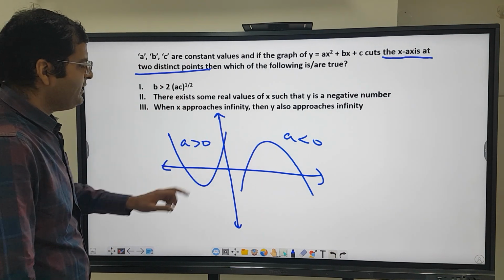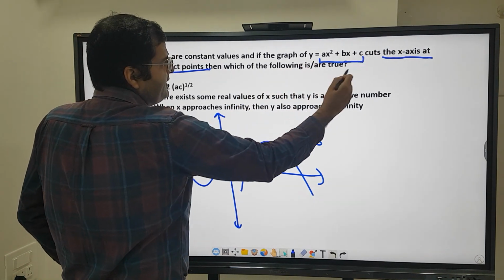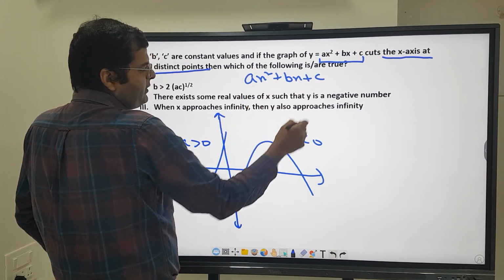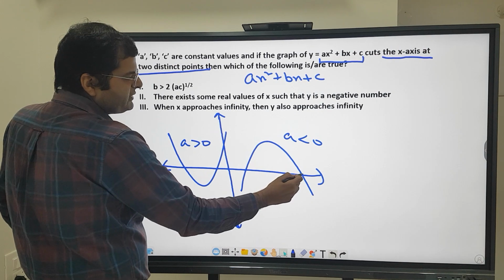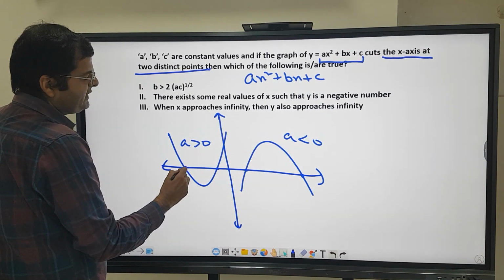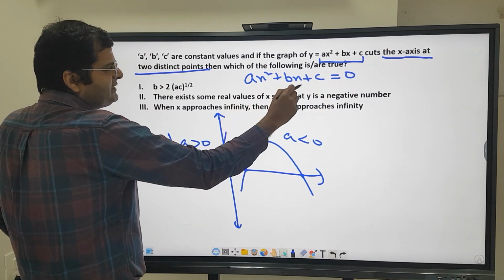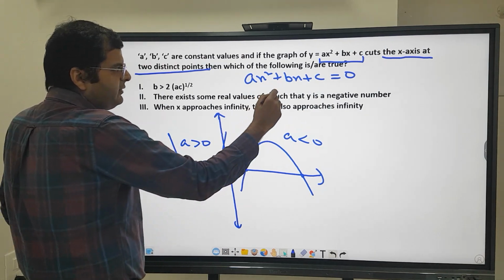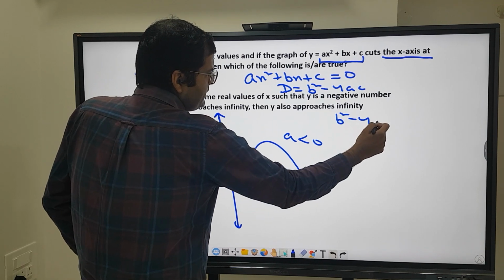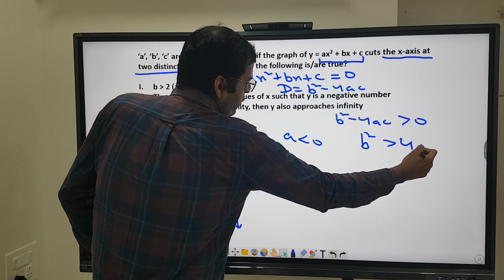Now if it is a quadratic cutting the axis at two distinct points, that means the discriminant of this quadratic expression, which is ax square plus bx plus c, has to be considered. Why do I put y equal to 0? Because at those points it cuts the x-axis, and at the x-axis y is equal to 0. That means if y is equal to 0, I get two distinct values of x, so its discriminant has to be greater than 0. The discriminant d here is b square minus 4ac. So b square minus 4ac is greater than 0 for sure, so b square is greater than 4ac.